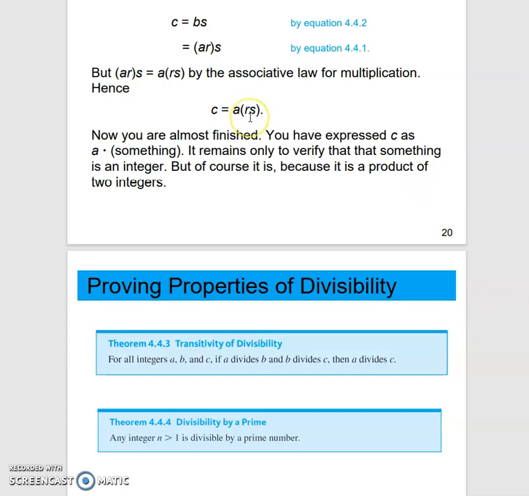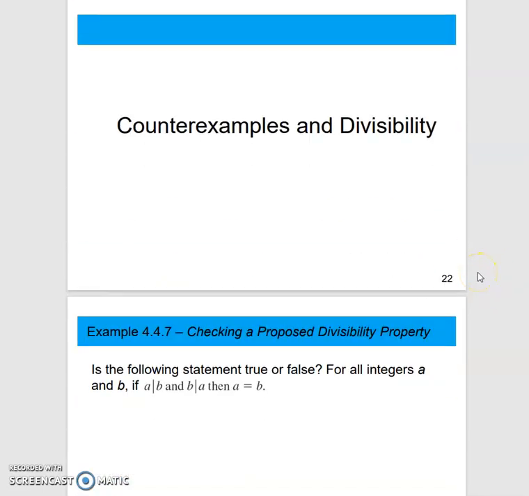R times s is an integer, since everything else is an integer. So we have a times an integer, and that is pretty much everything we need to have. So there is that property written out. And we talked briefly about this. This kind of follows from that. Any integer n greater than 1 is divisible by a prime number. Let's hit some counterexamples.